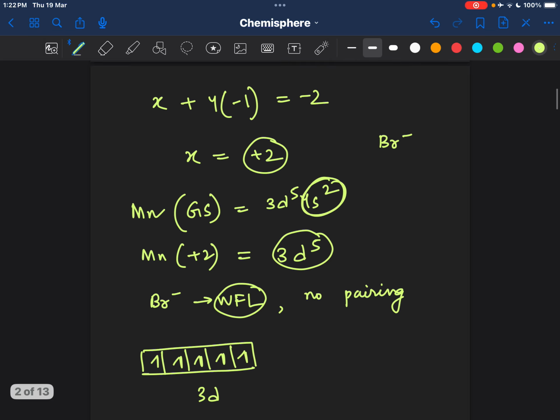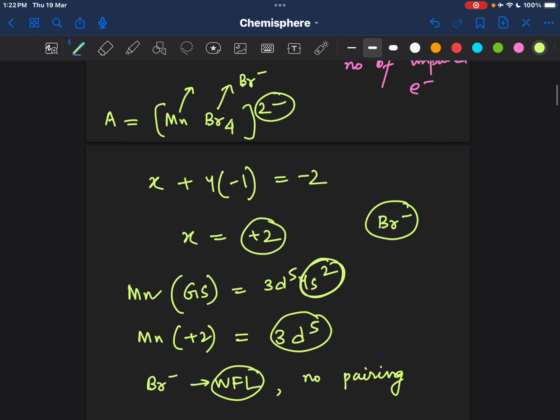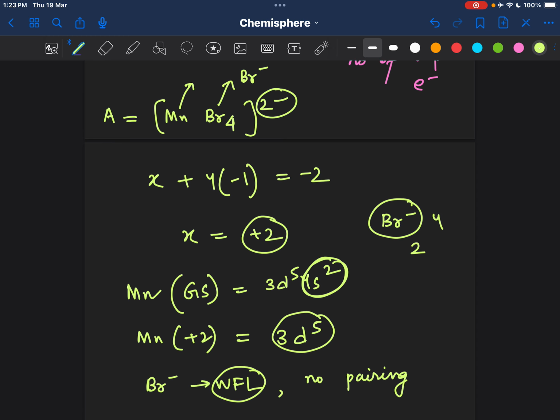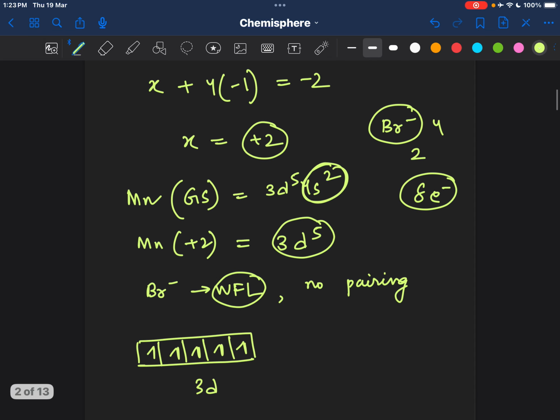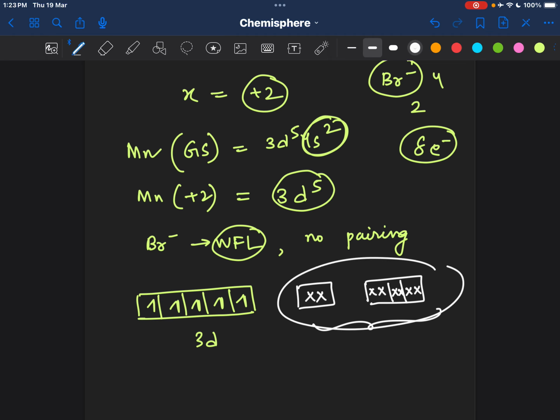So extra information: there are 4 Br minus, and each contributes 2 electrons. So therefore 4 will contribute 8 electrons. So there are total 8 electrons which are to be accommodated in free orbitals. Those free orbitals are, after 3d we have 4s, then we have 4p, right? So those 8 electrons are coming here, 1, 2, 3, 4, 5, 6, 7, 8. Okay, so this is where they are going. So the hybridization of MnBr4 2 minus will be sp3, because 1s and there are 3p, so sp3.